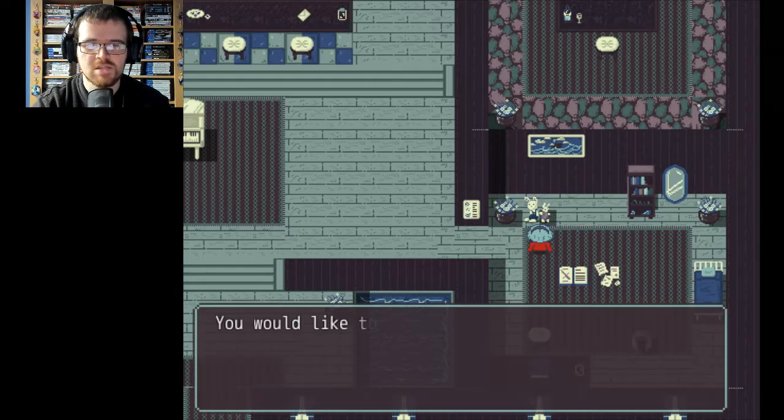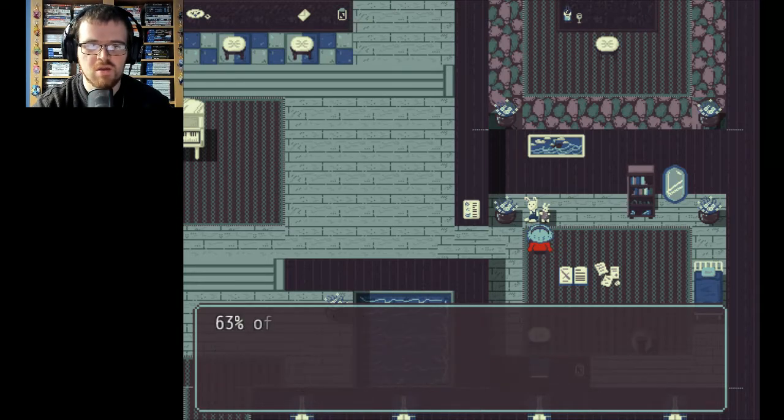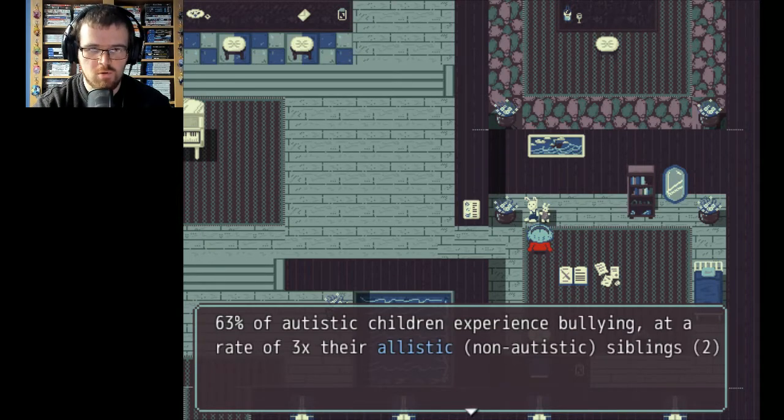Nope. Bunnies. You are allowed to bring all your stuffed animals to class, but only one can fit in your backpack. When you bring more, the other kids in class make fun of you. 63% of autistic children experience bullying at a rate of 3 times their non-autistic siblings. So I wonder what these numbers represent. Is there an order in which we need to experience this information in?